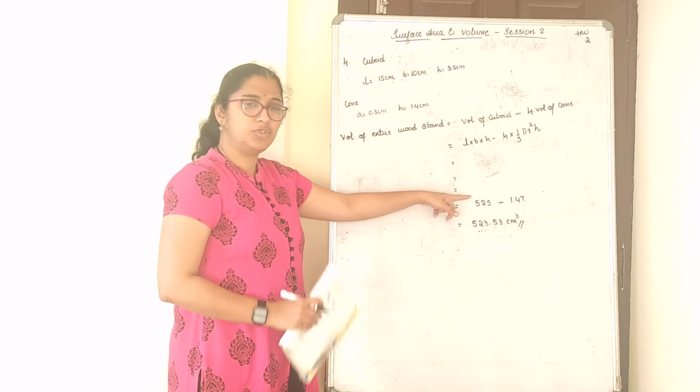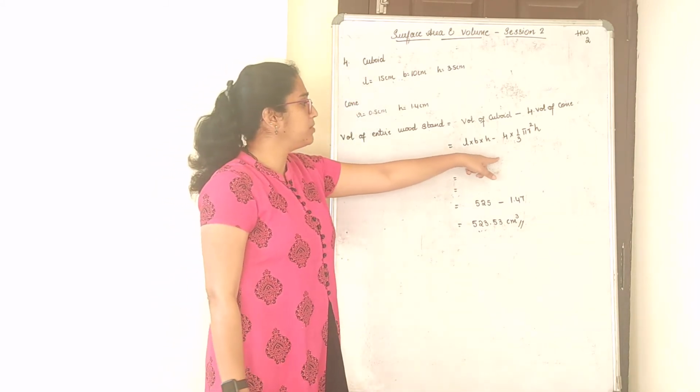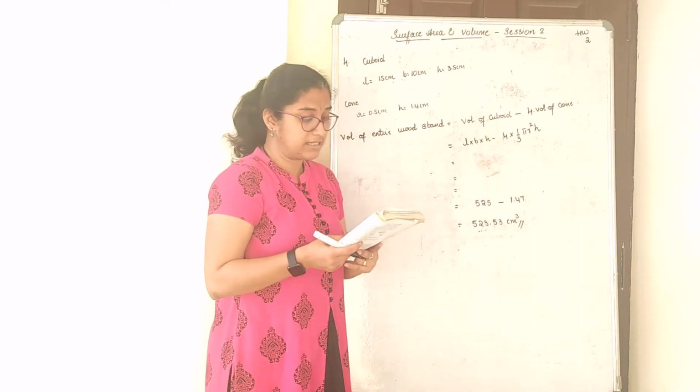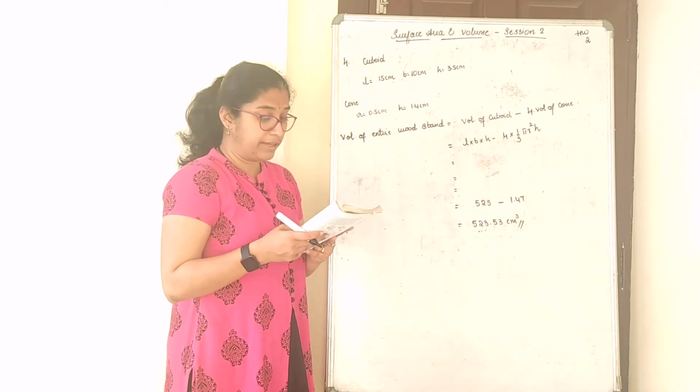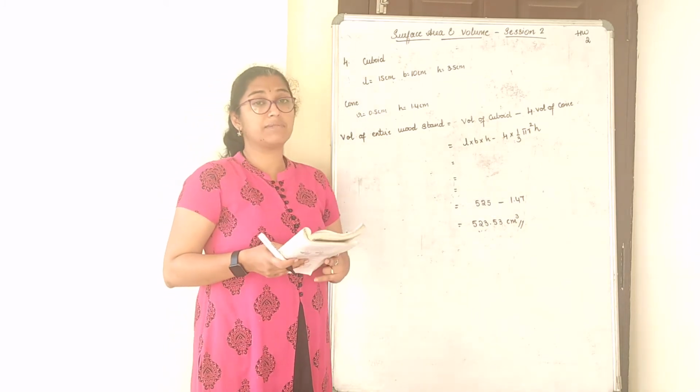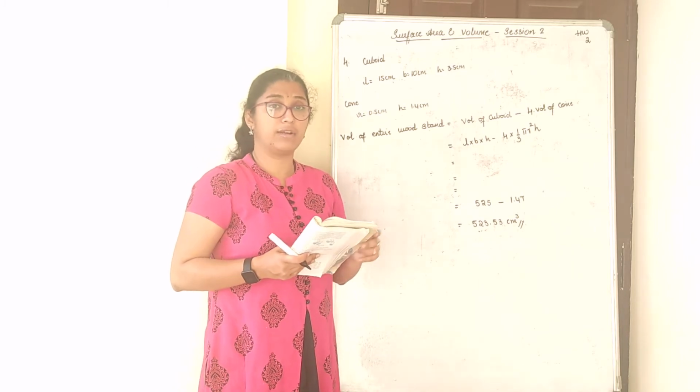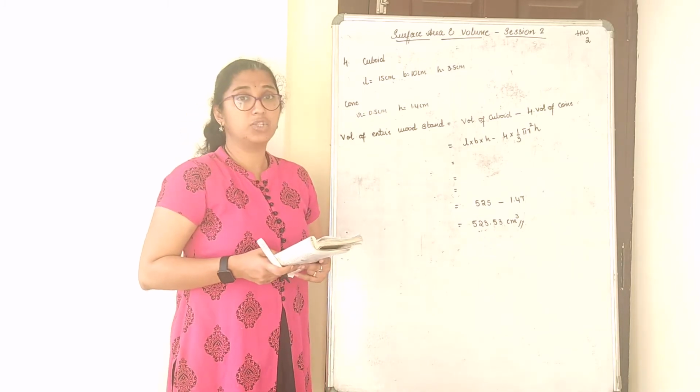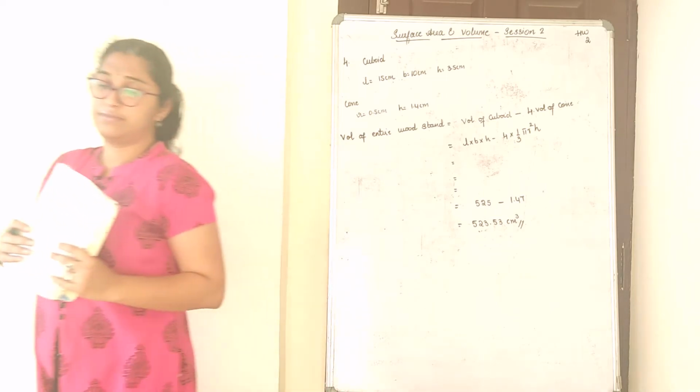Please go ahead with the usual calculation. Length into breadth into height minus, substitute as it is. Now please look for the pi value everywhere. Sometimes they mention use pi as 3.14. Otherwise, use pi as 22 by 7.